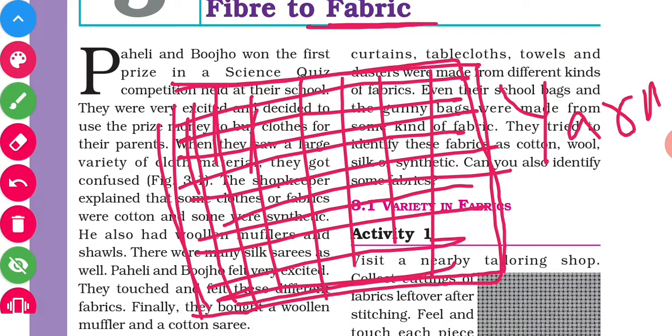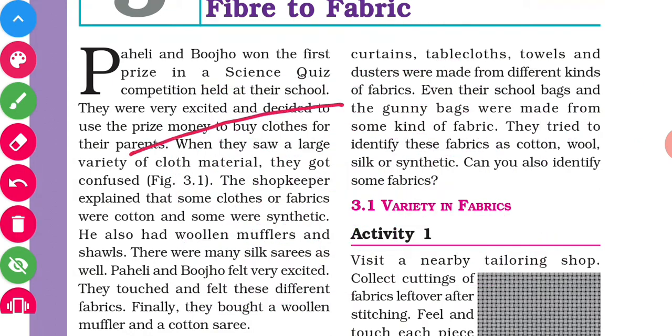And if you remove a single thread from here, that single thread, known as yarn, is made up of a large number of small, very fine strands, and those are known as fiber.